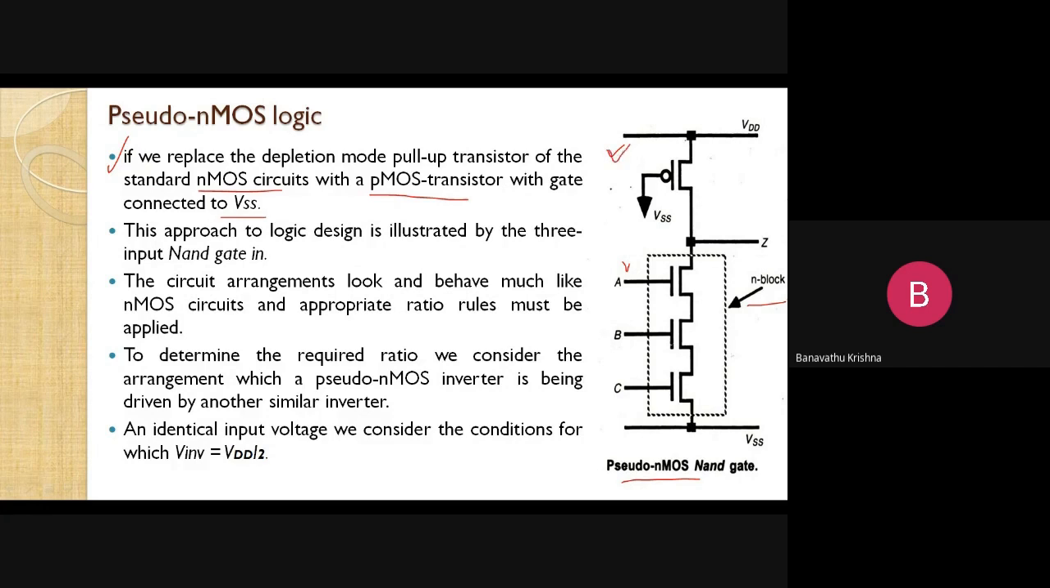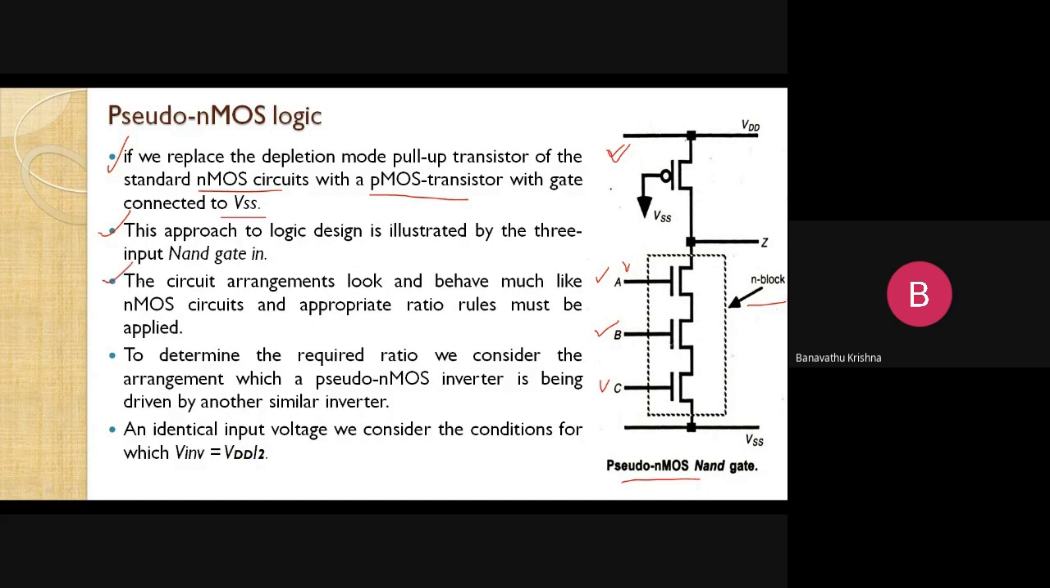The first point: a PMOS transistor is used instead of the depletion mode device of the standard NMOS circuit, replacing it as a pull-up device. The second point: this approach to logic design is illustrated by the 3-input NAND gate, right? In this approach there are 3 inputs: input A, input B, and input C. These are connected in series. It is called an N block, N number of devices. Here N equals 3.